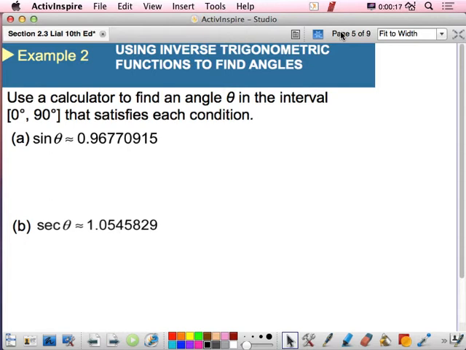Now this is where the second key comes in. If you look on your calculator, above the trig functions there's sine to the -1, cosine to the -1, and tangent to the -1. That's the button you will use to tell it to give you an angle.